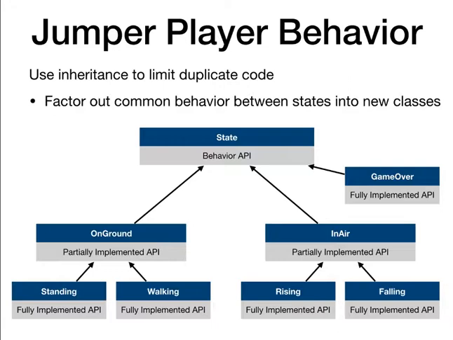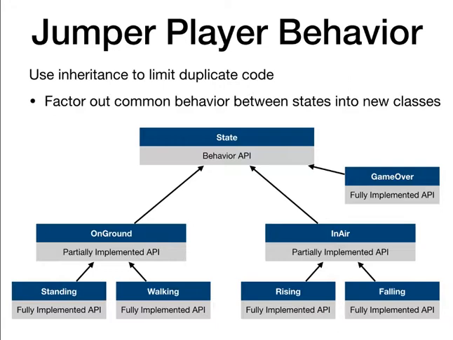Here we want to use that same concept, that same idea, but say, okay, whether I'm standing or walking, a lot of the functionality is the same. Let's factor out that functionality, create another class that we're going to call on-ground, for all my on-ground states, which are going to have the same jumping behavior, roughly the same jumping behavior and things like that, and walking behavior. And we're going to implement all the common functionality in that, and then extend state from on-ground, and then extend on-ground for standing and walking.